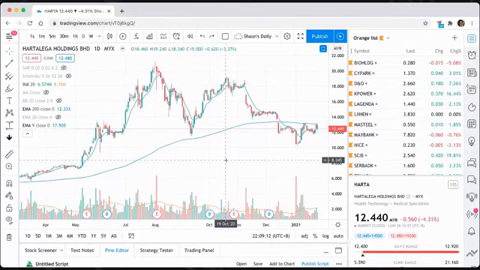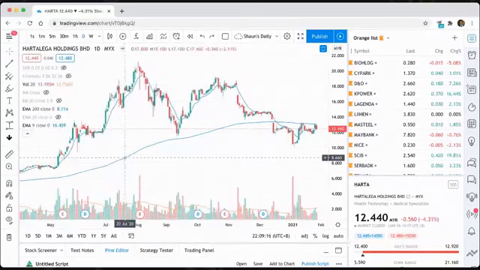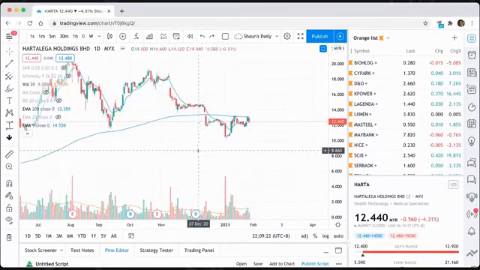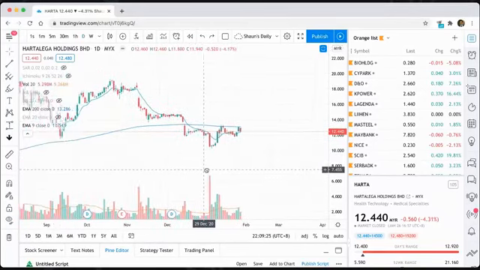So for now you can see that glove is gaining traction. Maybe it will try to create an uptrend, right? So let's see how it goes.